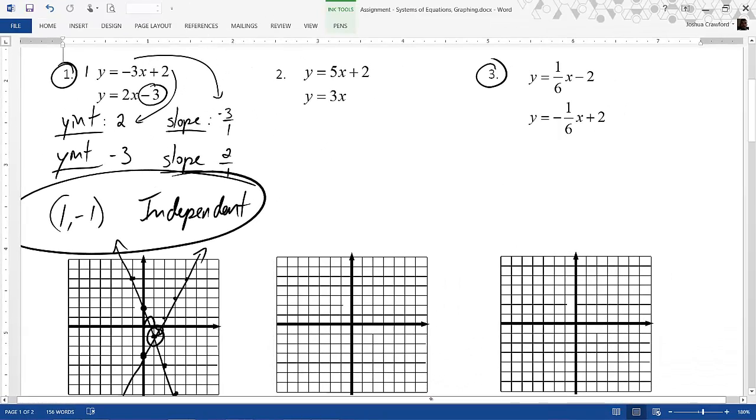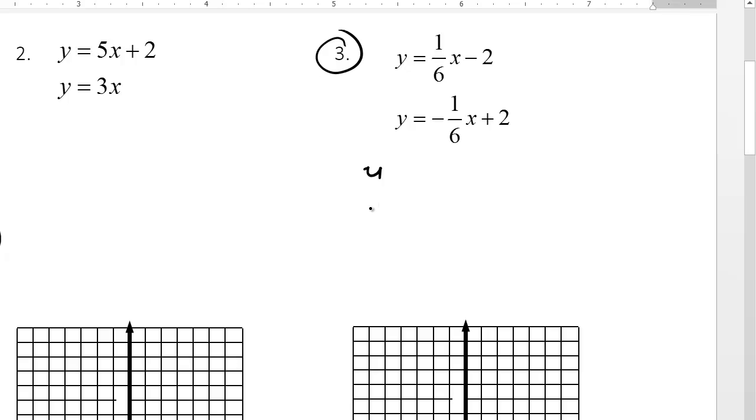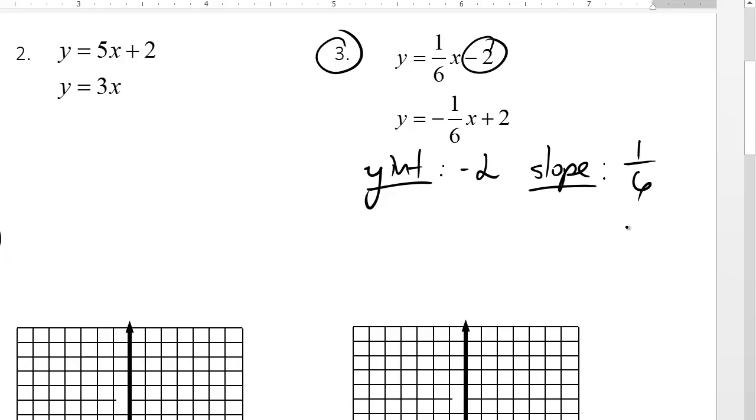Okay, on to number 3. Number 3, let's find our slope, our y-intercept first. That's going to be -2. And then our slope is 1/6. Our y-intercept for our second line is +2, and our slope is -1/6.